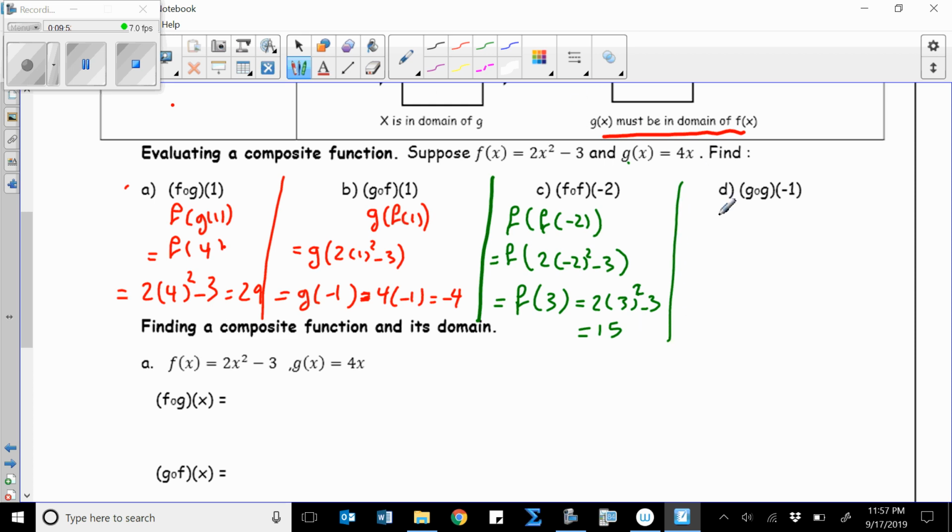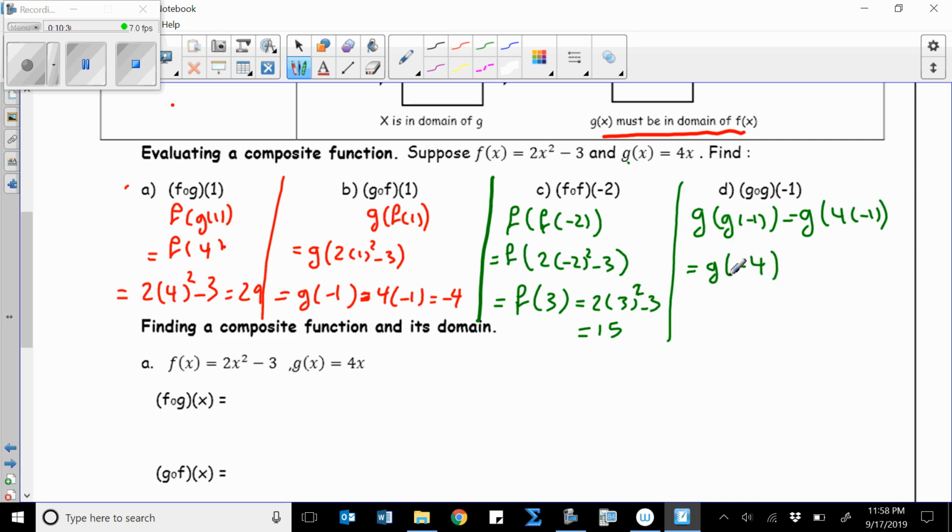The last one, we are composing g with itself this time. So g of g of negative 1. So let's start with the inside one. We'll keep the outside one untouched. What is g of negative 1? So in g of x, we're going to replace x with this negative 1. So it's going to be 4 times negative 1, which is g of negative 4.